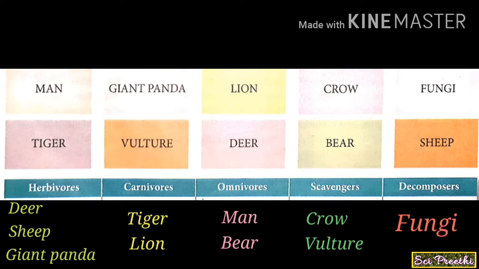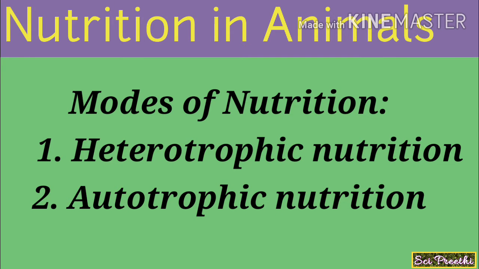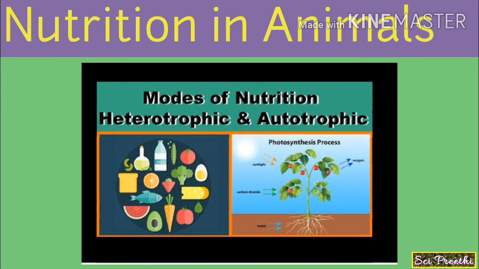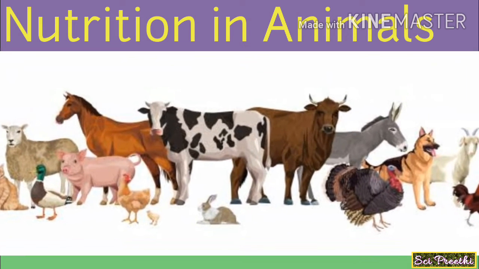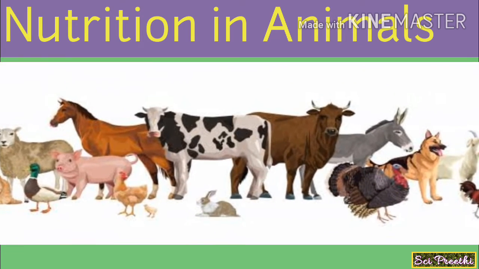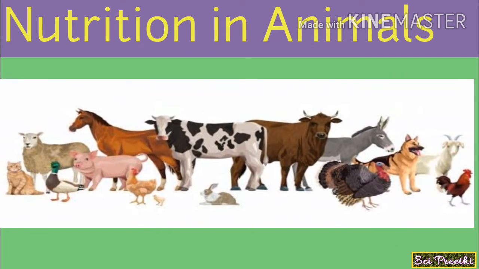In this chapter, we will learn what happens to food once it is eaten by an animal and how nutrients are obtained from it. We have learned the two modes of nutrition: heterotrophic nutrition and autotrophic nutrition. In autotrophic nutrition, organisms can prepare their food by themselves. An example is plants, which are also called producers. Animals cannot synthesize their own food and hence have a heterotrophic mode of nutrition. Thus, animals depend directly or indirectly on plants for their food.